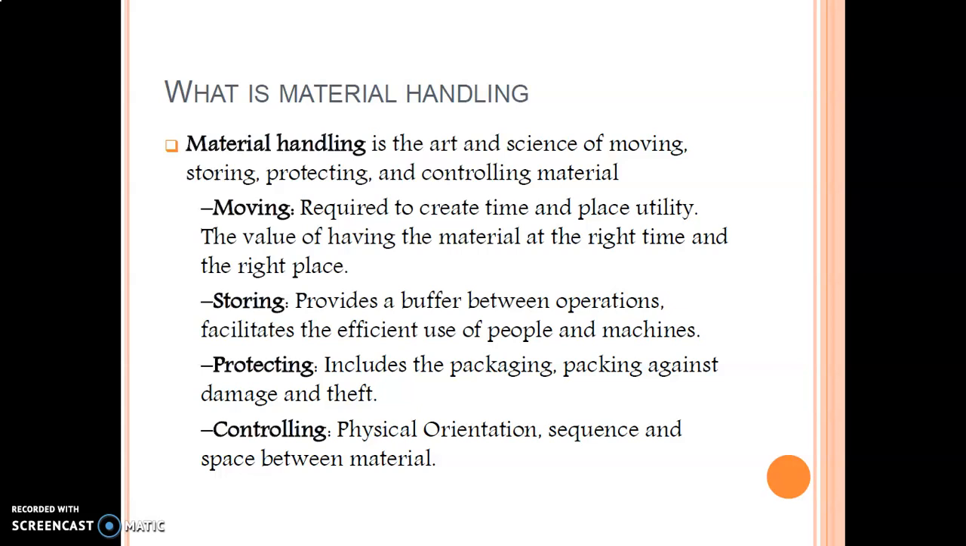Material handling is the art and science of moving, storing, protecting, and controlling material. So moving, the first one, is required to create a time and place utility. The value of having the material at the right time and the right place.